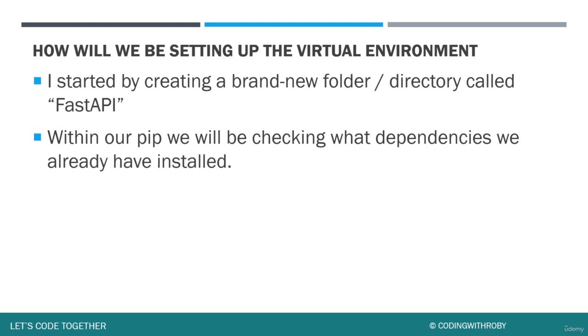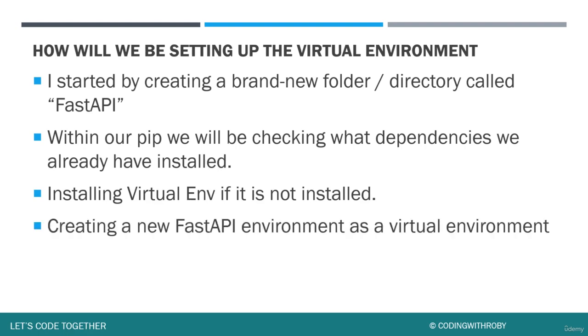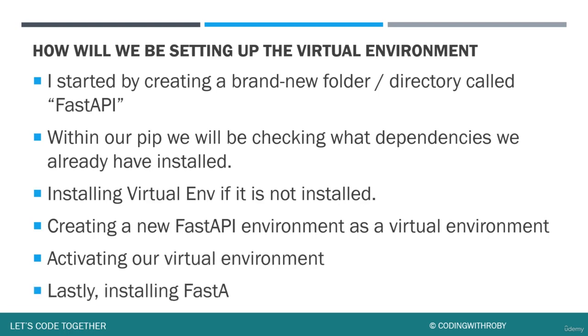Then, within pip, we will be checking what dependencies we already have installed on our machine. If we do not have virtualenv, which is the dependency for creating a virtual environment, then we will install it. Once we get virtualenv, we will create a new environment for our FastAPI specific application. We will activate our FastAPI env. And lastly, we will install FastAPI.